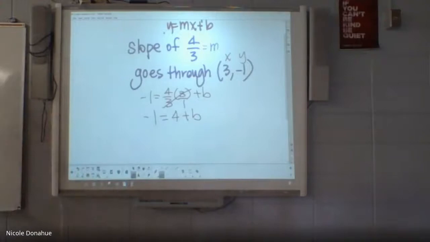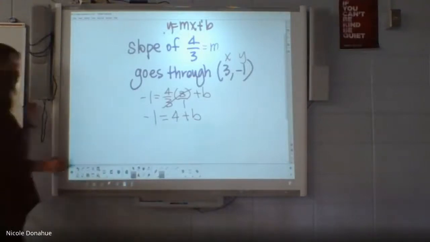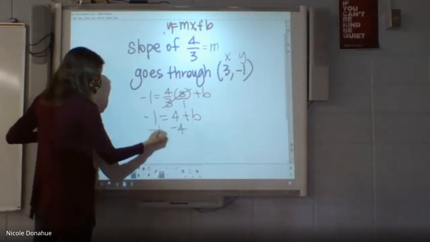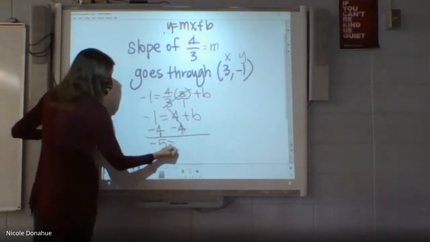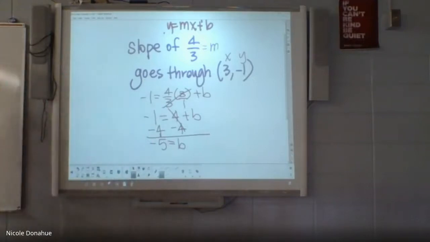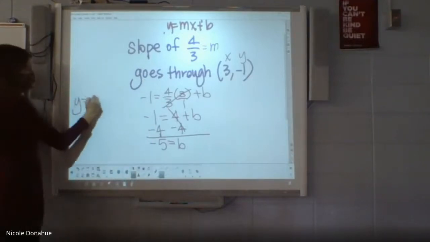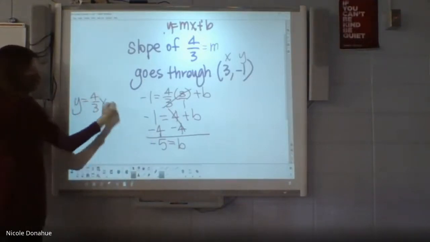Don't forget you're solving an equation. So I'm trying to get that b alone, so that's why I have to move the 4 this way. A bunch of you guys switched it and went the other way. So there's my b of -5. So I get y equals 4/3 x minus 5.